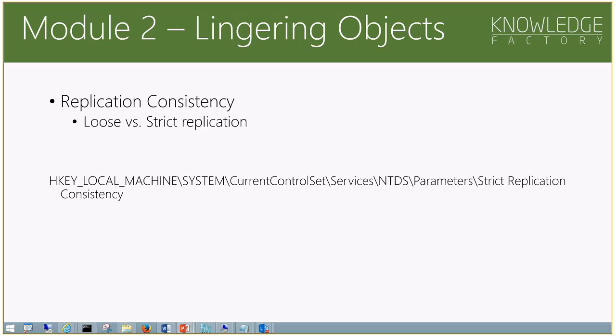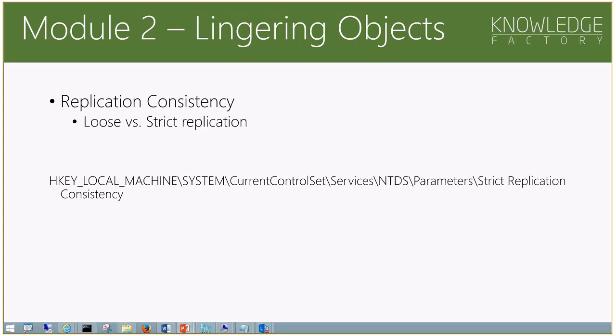Actually, the mechanism of having loose replication consistency can be useful when you have lingering objects that you need to reanimate across an entire forest. So if you discover a lingering object and you need it, then perform an update on the object, and that will cause an outbound replication. And as long as the replication consistency is loose on all the DCs, the object will be reanimated as it replicates in the forest.